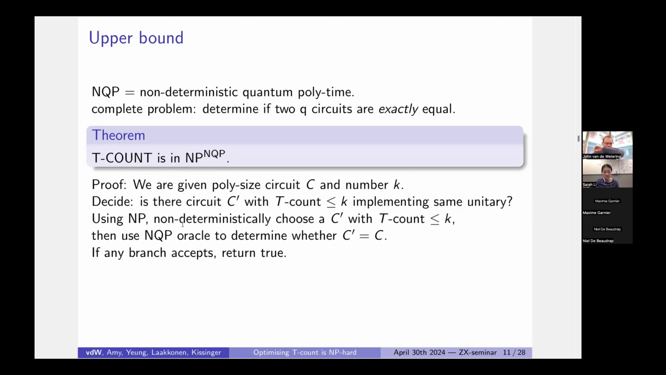So using NP, sorry, a bit of a cough. So using this NP class, we can non-deterministically choose a C prime, which has T count smaller than K. And this only works because there aren't too many of them. And then we can use NQP, the oracle, to determine whether C prime is actually equal to C because of this complete problem. And then if any branch accepts, we can return true.